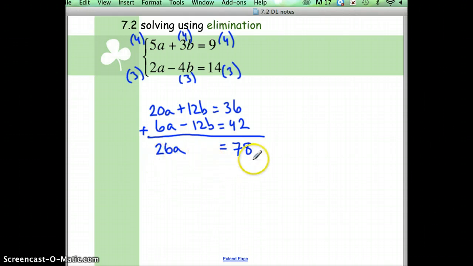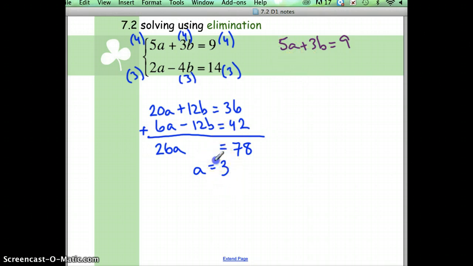Now we have an equation that is just dealing with A's. So to get A alone, divide 78 by 26, and A equals 3. Now, in order to get B, substitute 3 in for A into any of these equations. It doesn't matter. Any of them. So just pick one. I'm going to pick the top equation, just for the heck of it. 5A plus 3B equals 9. That's the equation I'm choosing.